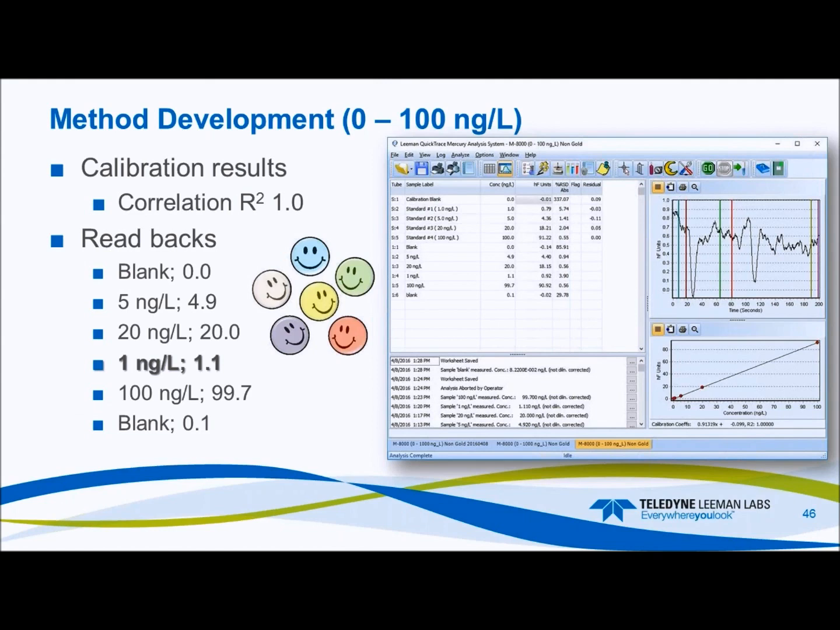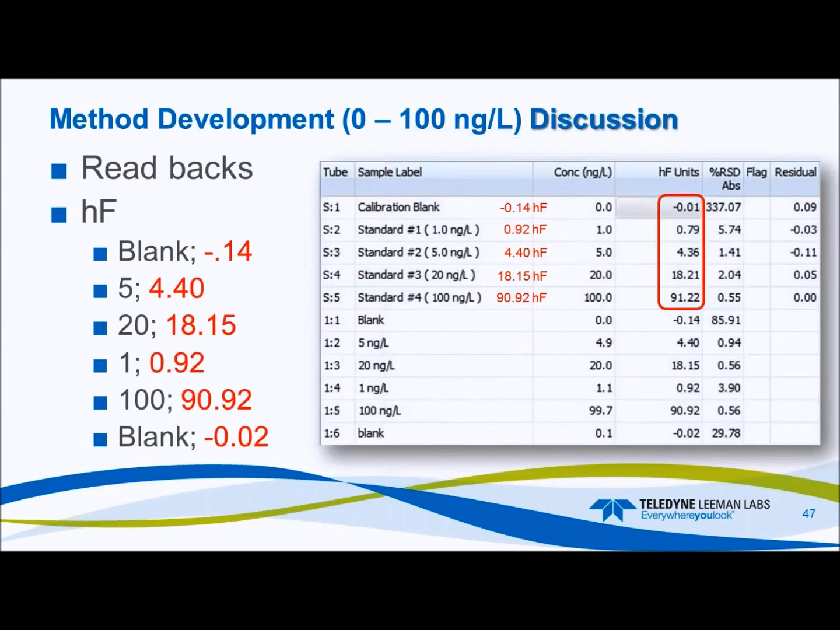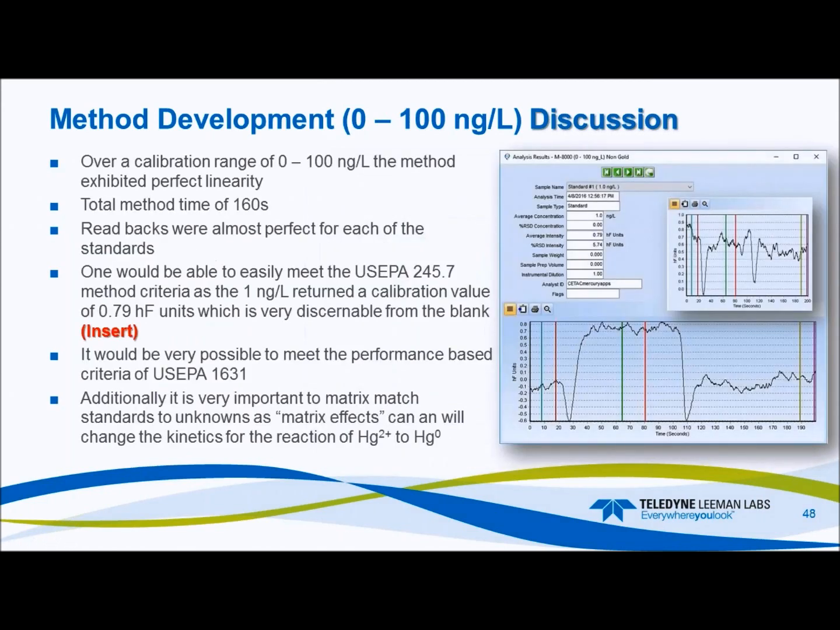That's why all the smiley faces. So the 20 came in at 20, the 1 came in at 1.1, the 100 came in at 99.7, and then my blank after that came in at 0.1. So basically, there's no carryover on the system. Readbacks, let's look at the HF units. So we have minus 1, 0.01, that's pretty insignificant, 0.7992, 4.4, 4.4, 18.2, 18.2, 90.9, and 91.2. Basically the same, which again tells me the system's in control.